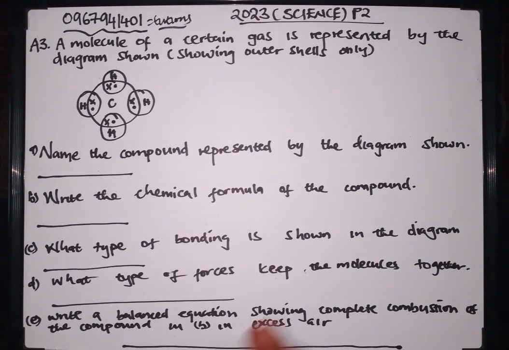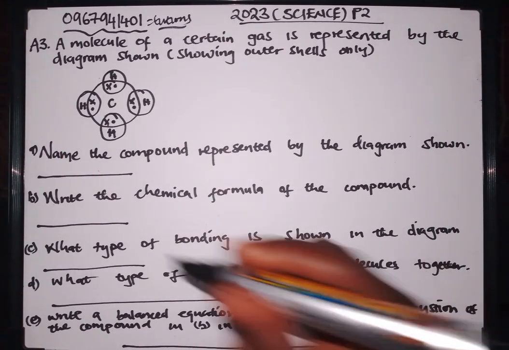When you reach grade 12, probably you will learn about organic chemistry, and you know that hydrocarbons, they are what? They basically contain carbon and hydrogen. So this compound is basically methane.